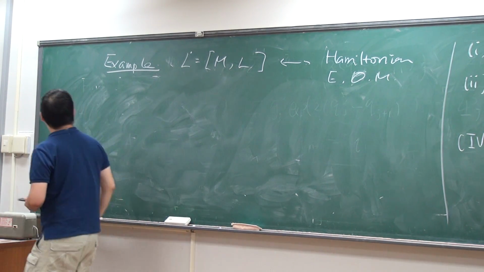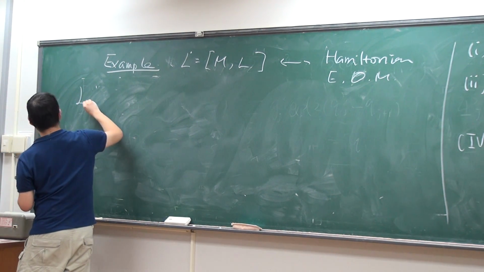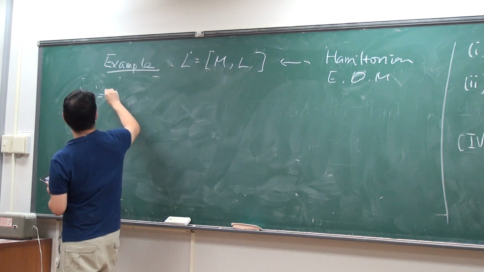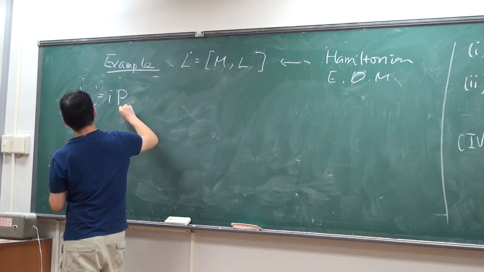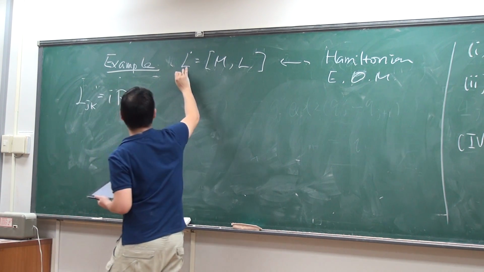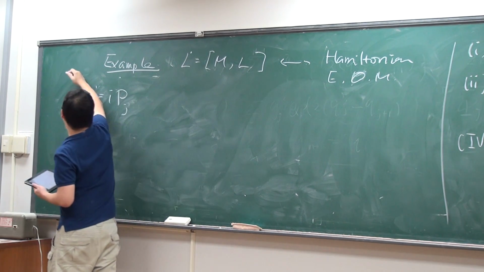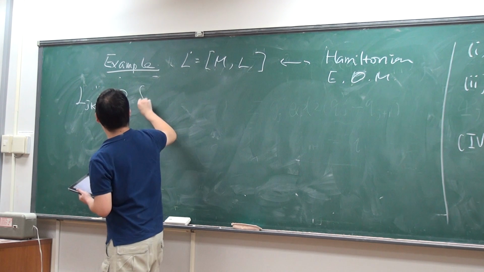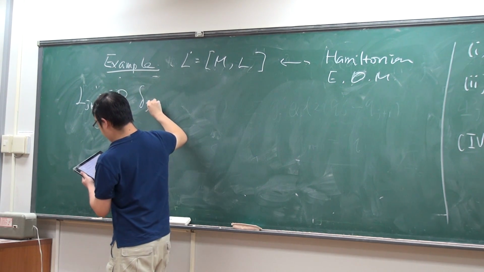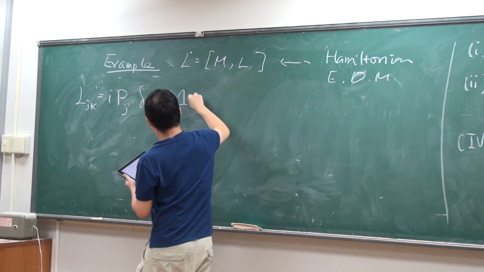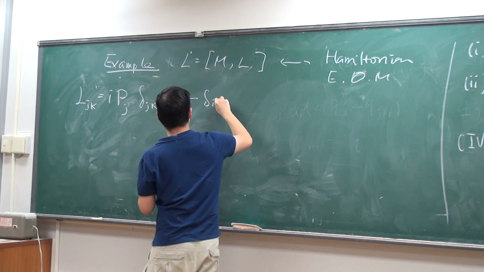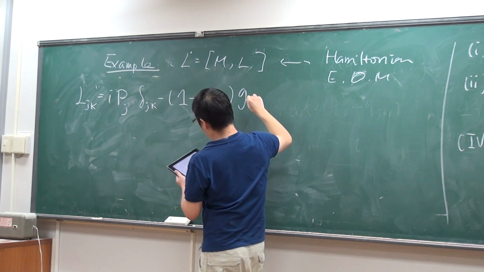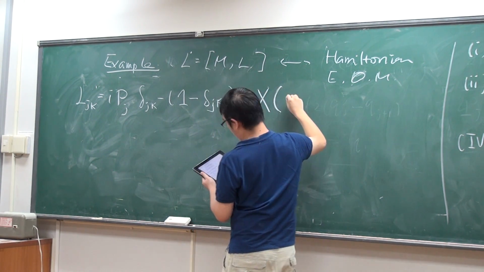Okay, so it turns out that we can actually find the Lax pair for these four different types of potentials by using the following ansatz. L_JK simply indicates the entries in the matrix L. So this is given by p_j times a delta function, or a unit matrix, minus 1 minus delta_JK, and some coupling constant and some function.